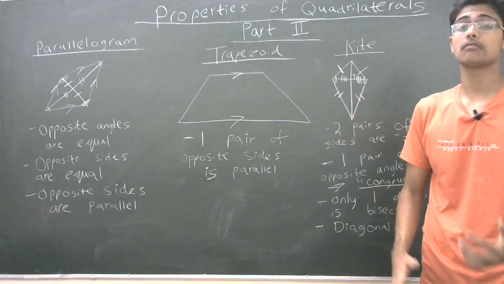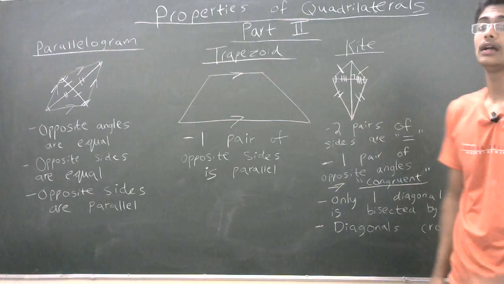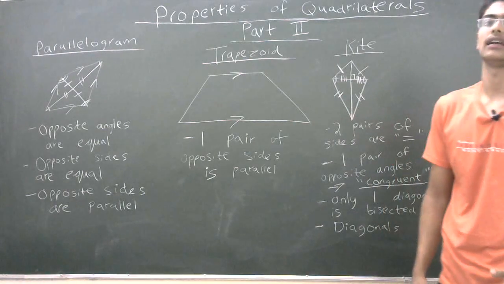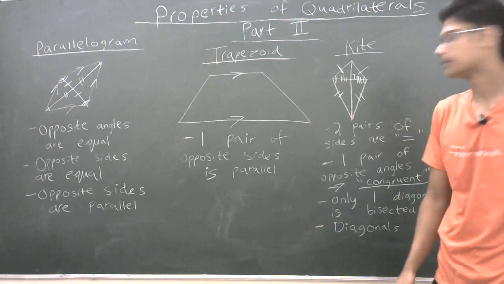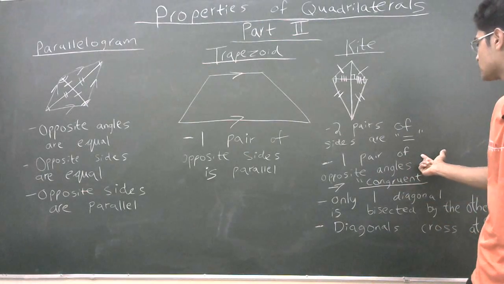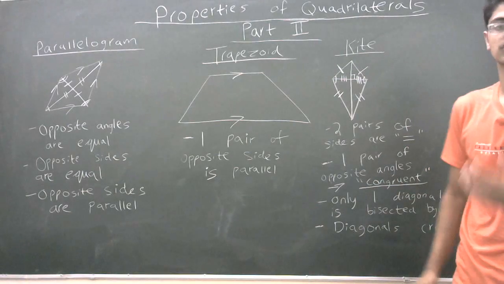You can subtract that from 360, but not necessarily divide that by 2. It depends on the type of kite. So kites can get a little bit more complicated than you would expect. And so one pair of opposite angles, yes, I said that those are congruent.